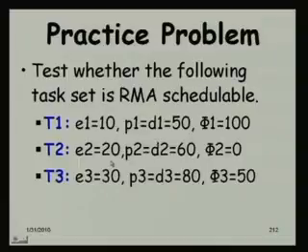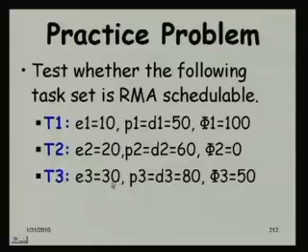The second one needs 20 millisecond run time, and by this time 2 instances of T1 will arise, is it not? 60 by 50 ceiling is 2. So, 2 into 10 plus 20 is 40. 40 is less than 60. So, even T2 meets its deadline.